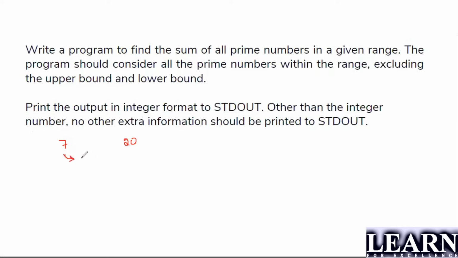Next, 8, no. 9, no. 11, yes. 12, 13, yes. 14, 15, 16, 17, yes. And 19. So you have to take out the sum of this. So the answer should be 11 plus 13 plus 17 plus 19. Whatever the sum we are going to get, that will be the answer. So it will be 10, 20, 30, and again 30. So the answer is 60 here. So you have to get this answer.